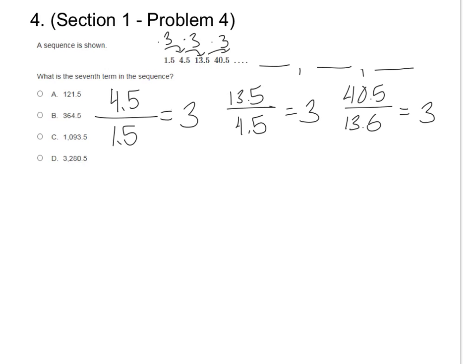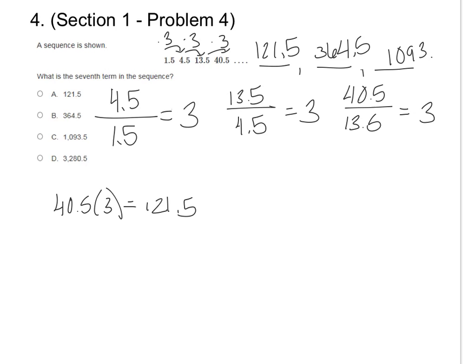So I'm going to take the 4th term, which is 40.5, and I'm just going to multiply that by 3. So if I take 40.5 multiplied by 3, I get 121.5. That would be my 5th term. So I could just take that, multiply by 3 again, and I would get 364.5. And then I could multiply that by 3 again, and I'd get 1,093.5, which is my answer, C.